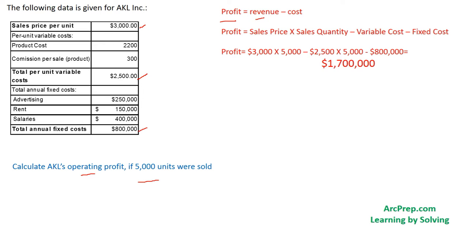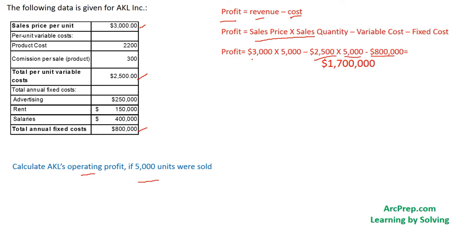Profit is equal to revenue minus cost. My revenue is sales price times sales quantity. My variable cost is my variable unit cost times sales quantity. My fixed cost is the total fixed cost.